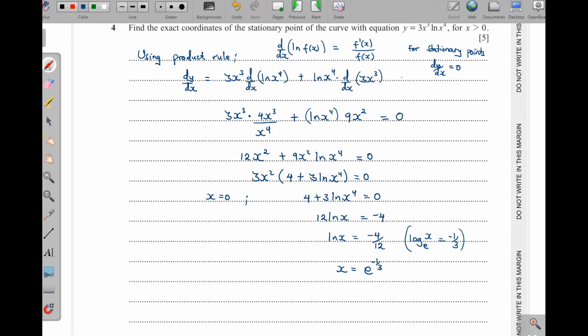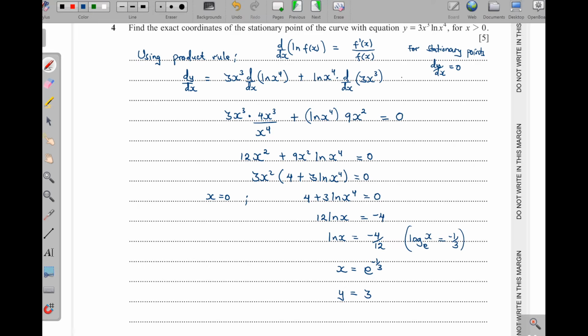Then, after getting this value here, what will be the value of y? Remember, they said that x here is greater than 0. So we don't need this one when x is equal to 0. This is the value of x we are going to take. Then we can substitute it here to get the value of y.